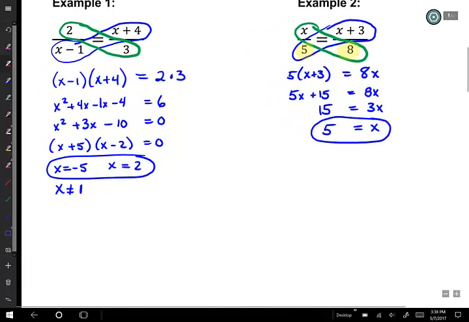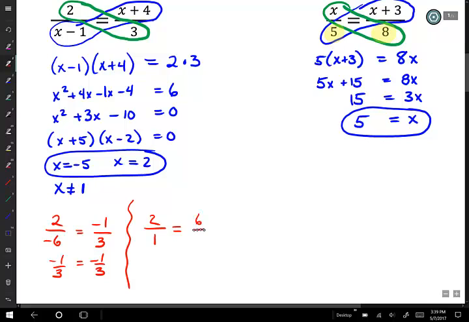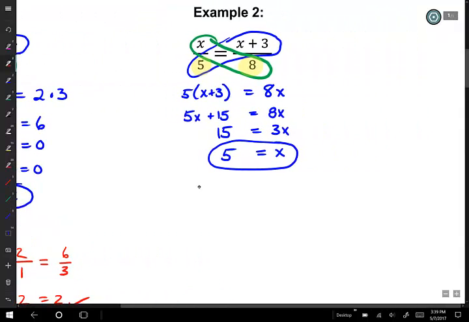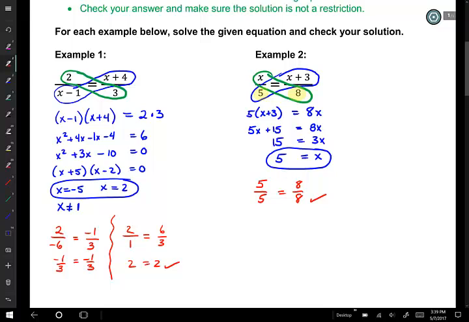Okay, let's go back to our first example. When I plug in negative 5, I get 2 over negative 6 equals negative 1 over 3. That's negative 1/3 equals negative 1/3. Trying the value 2, we get 2 over 2 minus 1, or 1, equals 6 over 3. And once again, that's 2 equals 2. So both of those check. Let's check example 2. We have 5 over 5 equals 5 plus 3, or 8 over 8. So that also checks. We're just trying to make sure that our answers are the correct ones.